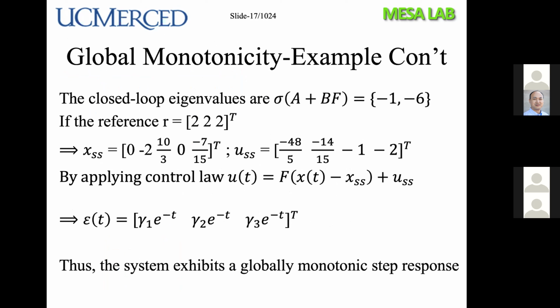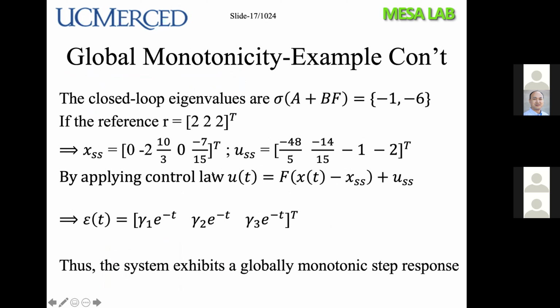So we have the closed loop eigenvalues of sigma, A plus BF, equal to -1, -6. If the reference is R equals to R222. We remember we introduced this XSS and USS at the beginning. We can get the result from here.